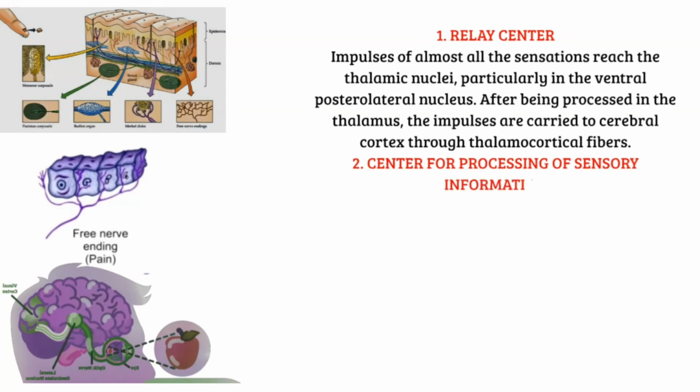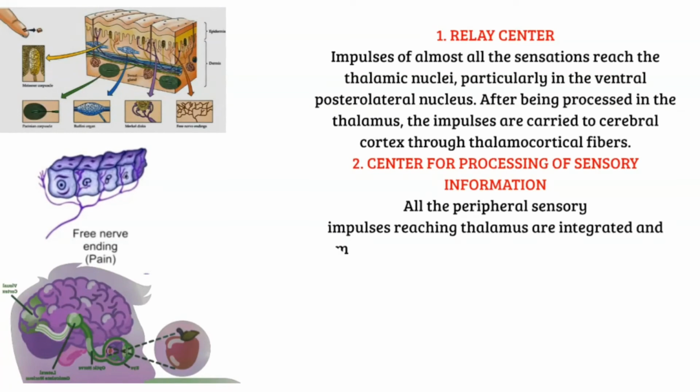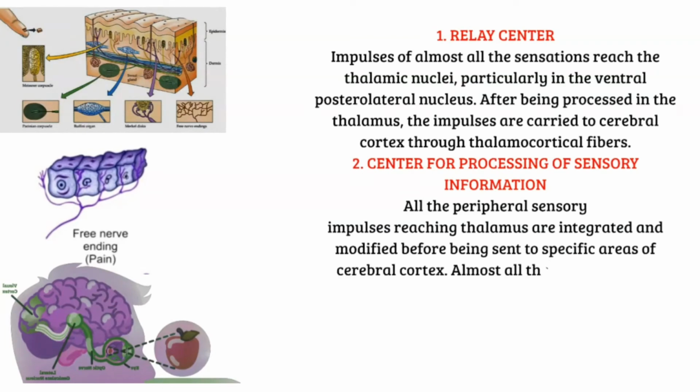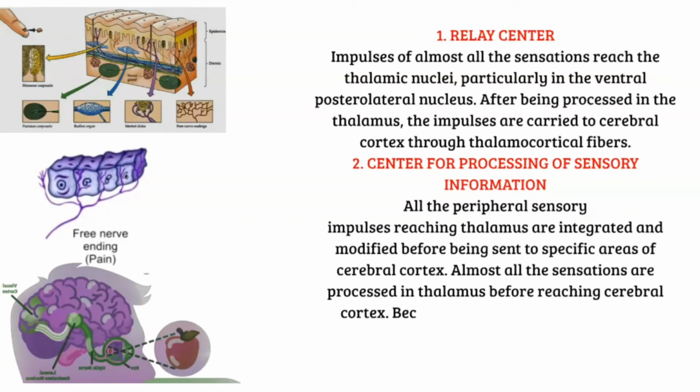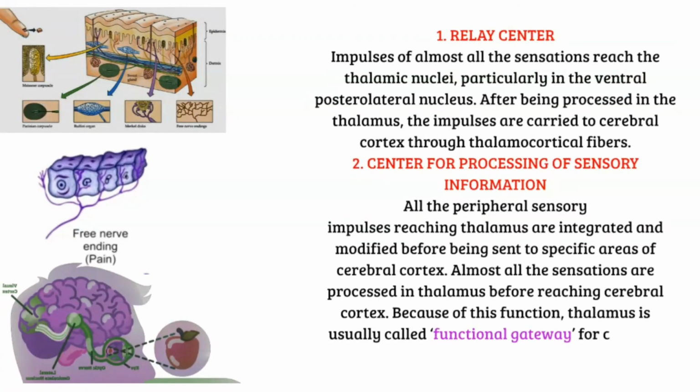Number 2, center for processing of sensory information. All the peripheral sensory impulses reaching thalamus are integrated and modified before being sent to specific areas of cerebral cortex. Almost all the sensations are processed in the thalamus before reaching cerebral cortex. Because of this function, thalamus is usually called the functional gateway for cerebral cortex.